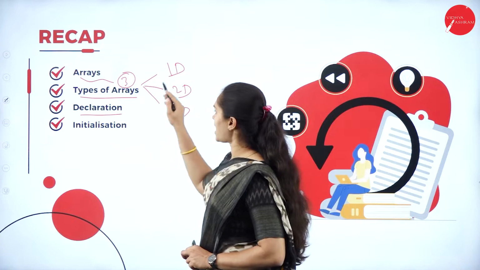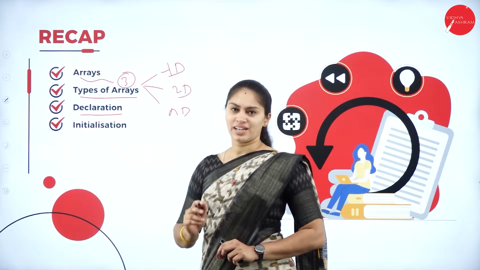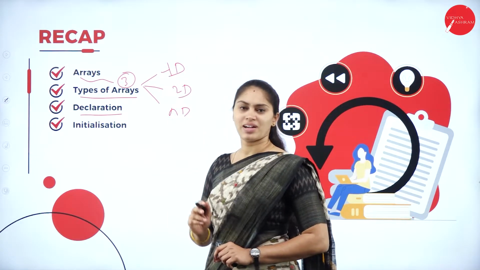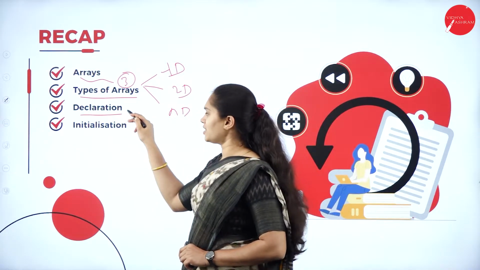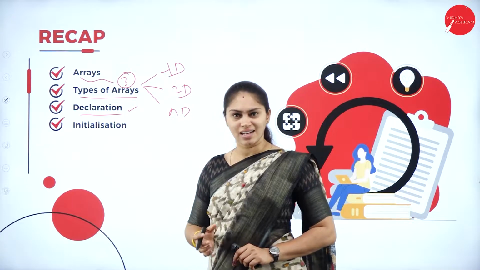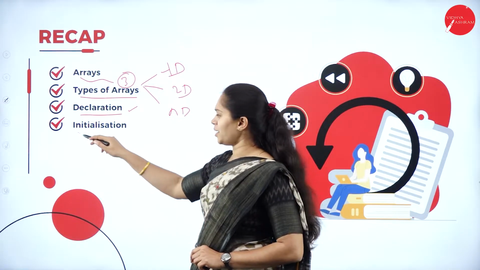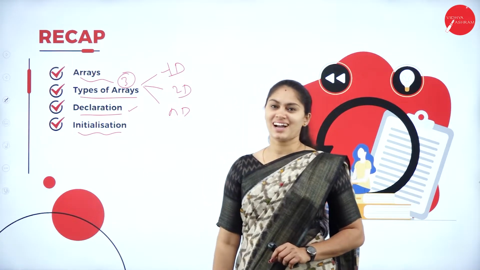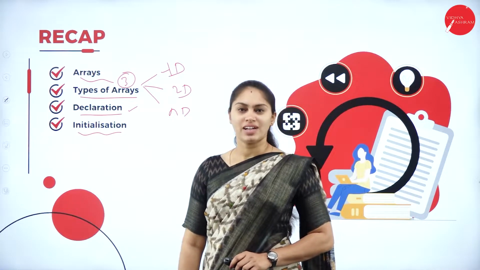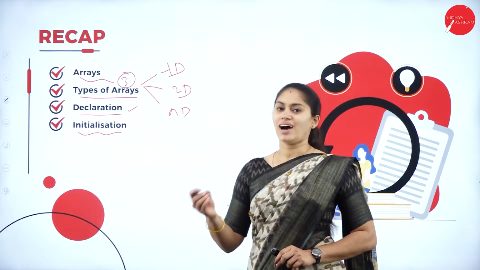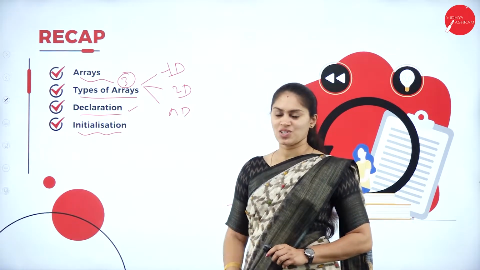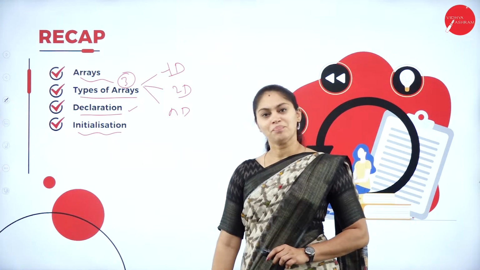I also started the discussion of one-dimensional. In the 1D or one-dimensional array, we got to know the definition of one-dimensional. Along with that, we got to know how to declare a one-dimensional array. Along with that, I discussed the initialization of a one-dimensional array, how we give the initial value at the time of its declaration. That is what I discussed in my previous class.